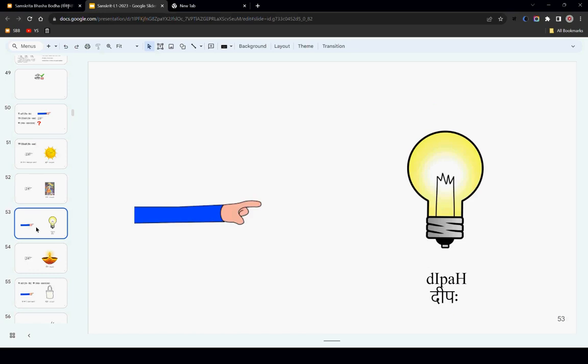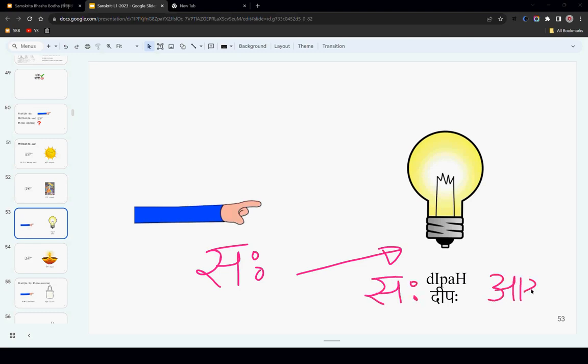Similarly, if we want to say that, instead of this, for this we used Eshaha. For that we can use the word Saha. Saha Deepaha. Saha Deepaha Asti. So if the lamp is a little bit far, we can say Saha. So that is a lamp.